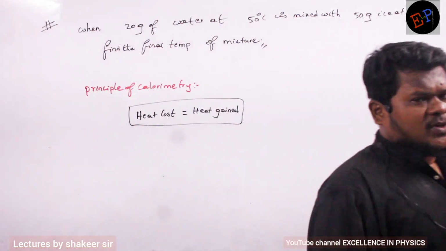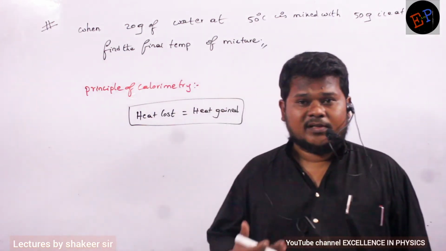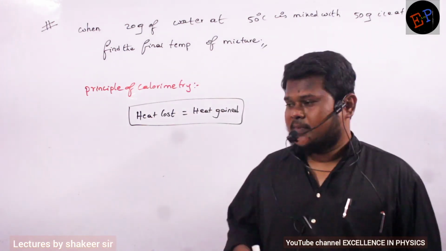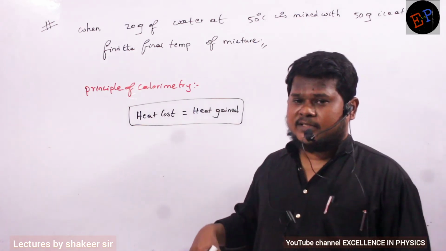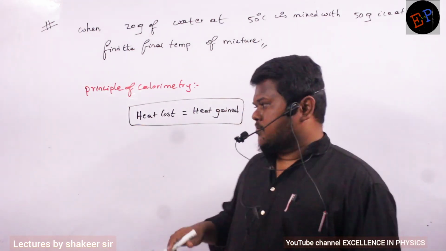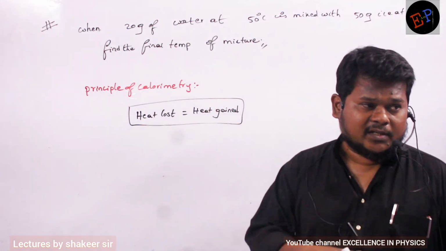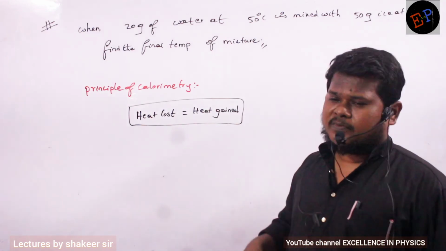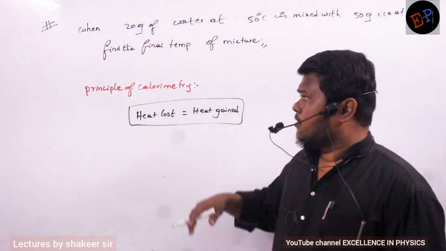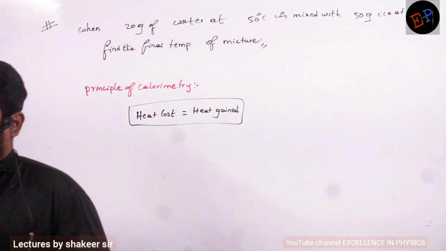Which body loses heat energy? The body which is at a higher temperature loses energy. And which body gains heat energy? The body which is at a lower temperature gains energy. So whatever energy is lost by the hotter body, the same amount of energy will be received by the cooler body also. That is called the principle of calorimetry. Understood?